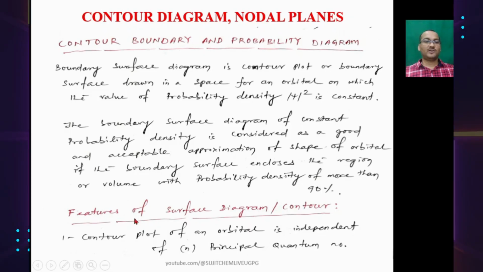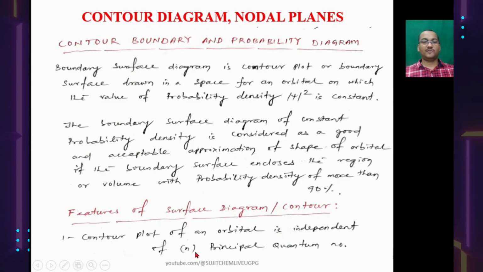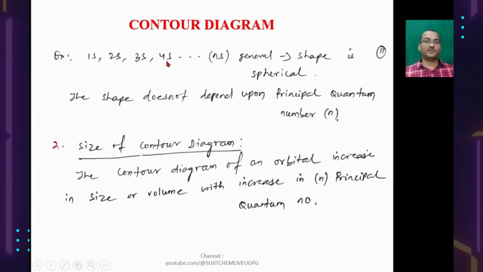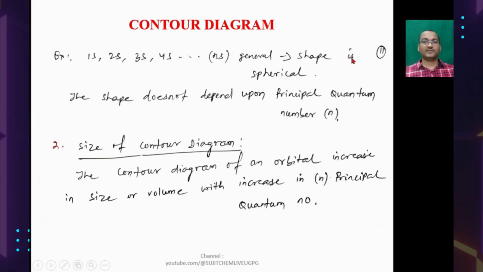Let's talk about features of a surface diagram or contour diagram. The contour plot of an orbital is independent of n, that is the principal quantum number. For example, 1s, 2s, 3s, 4s up to ns, in general the shape is spherical and does not depend upon the principal quantum number. Then the size of the contour diagram: it increases in size or volume with increase in principal quantum number.